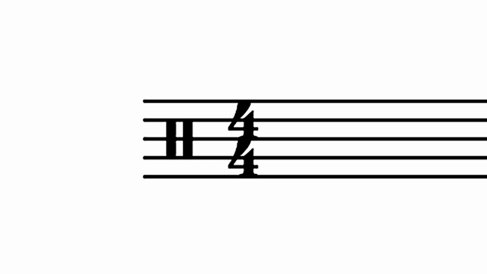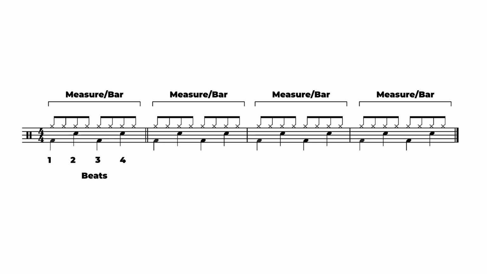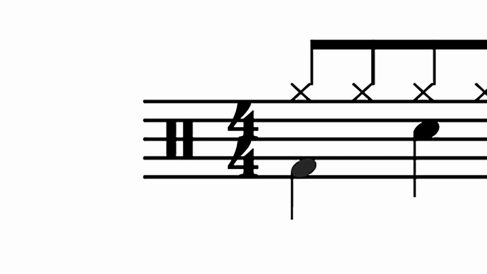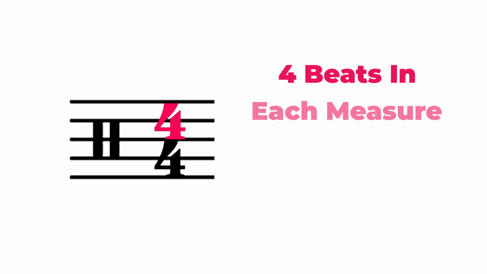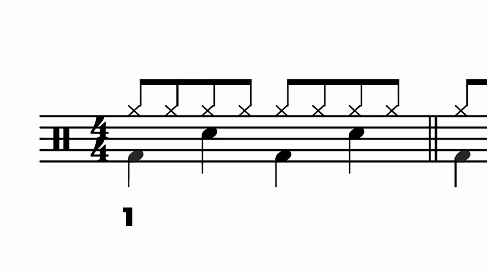Time signatures tell you how many beats are in each measure. For example, the 4/4 time signature has two numbers. The top 4 tells you that there are 4 beats in each measure. The bottom 4 tells you what type of note counts as 1 beat. In this case, a quarter note, which is 1/4 of a whole note, gets 1 beat. For example, 1, 2, 3, 4, 1, 2, 3, 4.